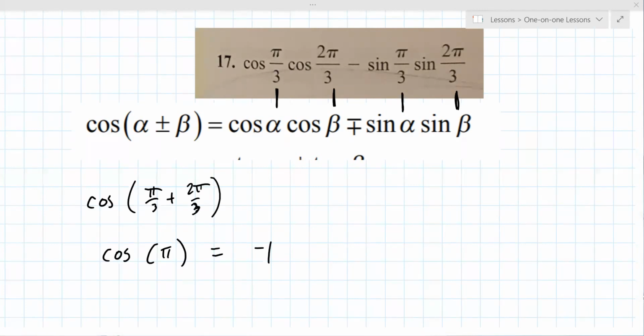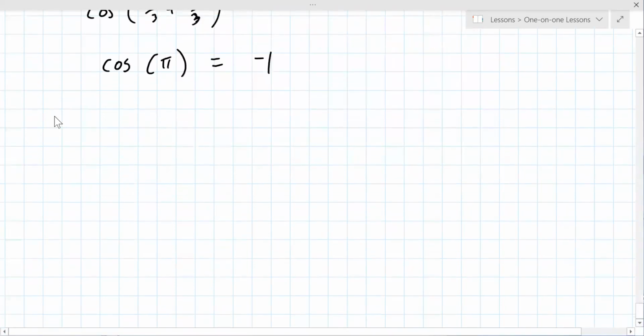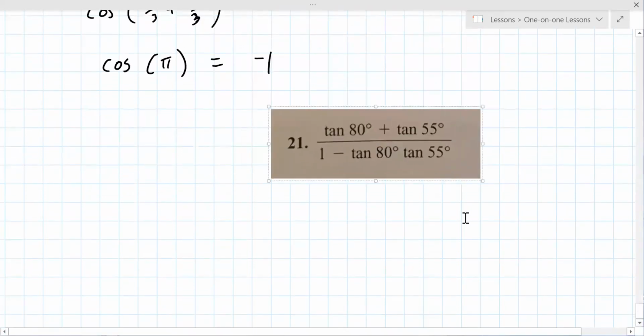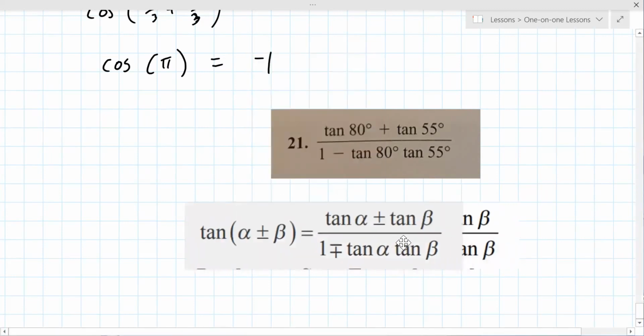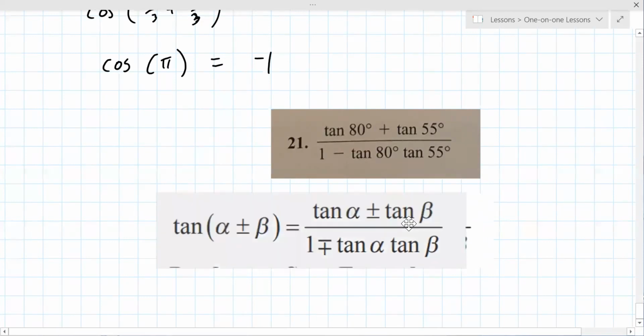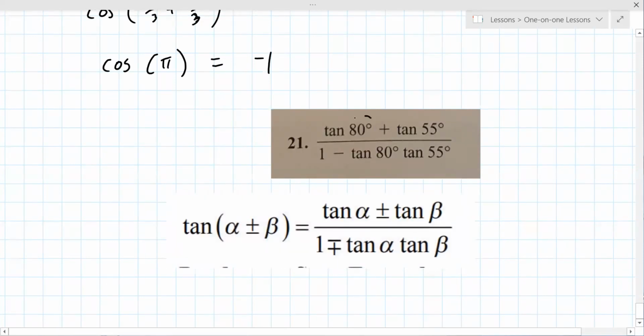So let's go to 21. 21 was part of the original list, I think. Yes. So I'll do the same thing here. I'm going to grab the formula, the identity, and put it right below this. So you can see here, if I line these up, that's alpha and that's beta. Alpha and beta.